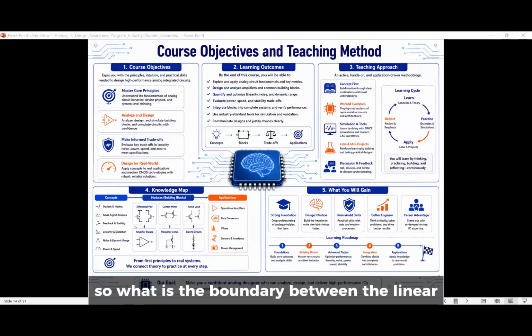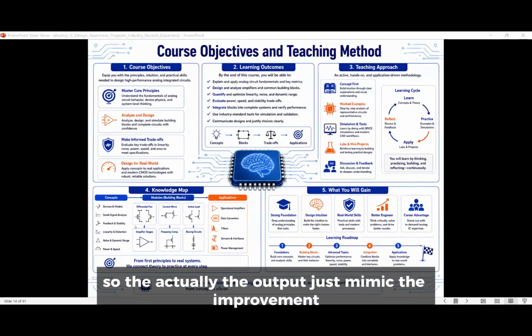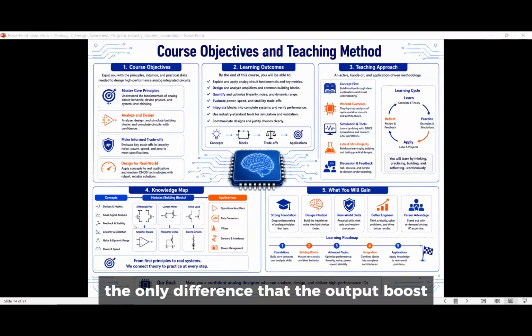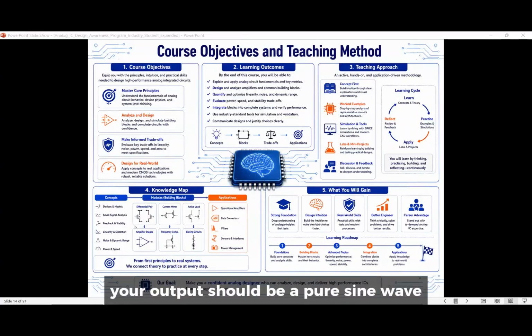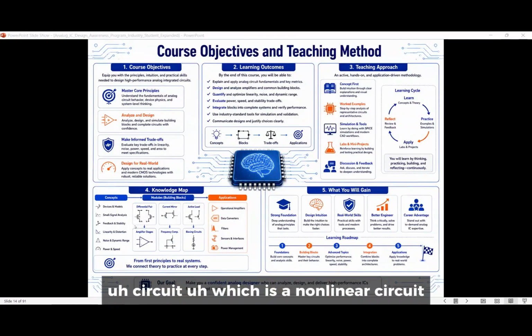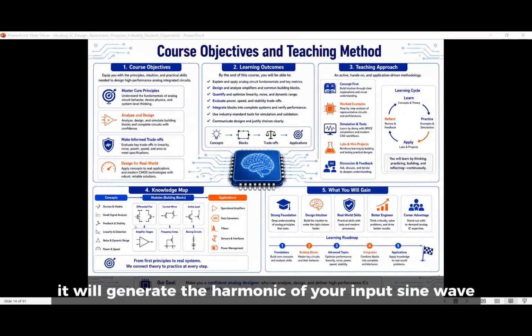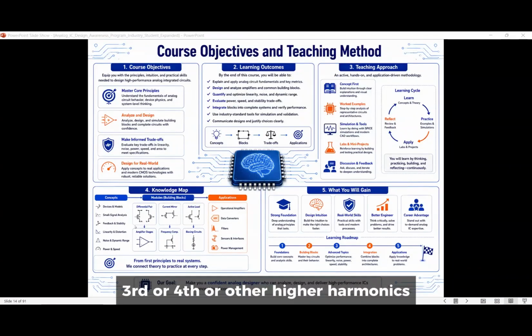So what is the boundary between linear and non-linear? For a linear circuit, the output just mimics the input waveform. The only difference is that the output boosts the input signal swing, right? The input is a sine wave, your output should be a pure sine wave. But for a distorted circuit, which is a nonlinear circuit, you generate harmonics of your input sine wave, for example, the second harmonic, third or fourth or other higher harmonics.